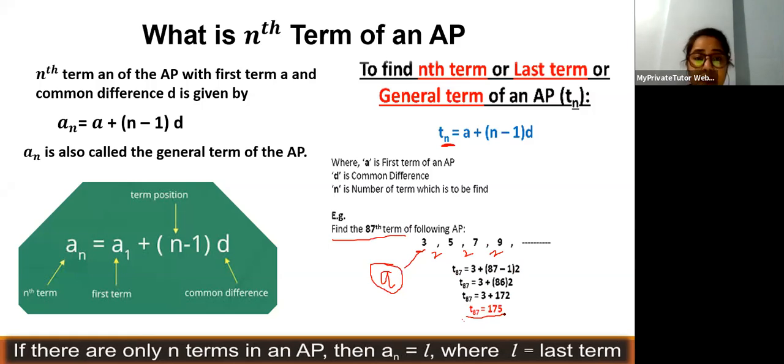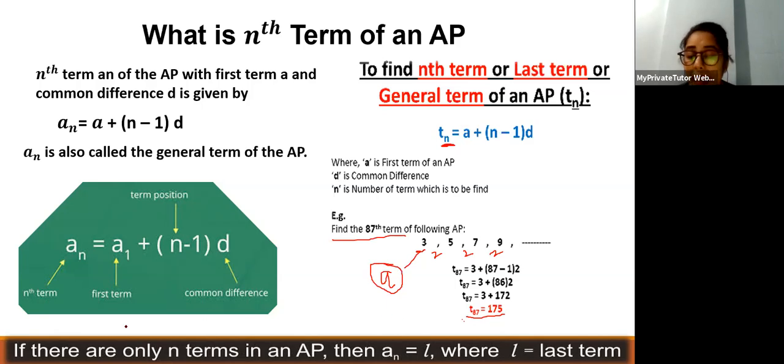Okay, so this is how they can ask you to find the 90th term of this series, or of this AP, or they'll tell you to find the 15th term or 30th term. Okay, so in this way you can find any term of the series.